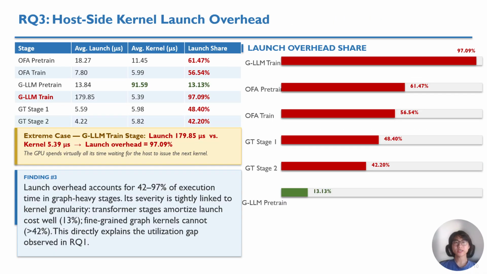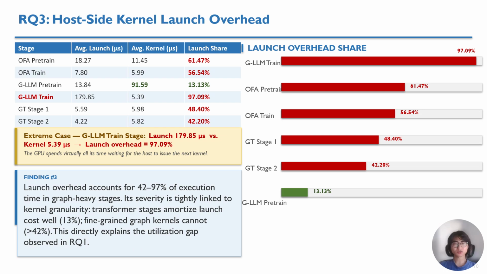Research question 3 gives us the most striking result: host kernel launch overhead. Look at the GRM training stage. The average launch time is around 179 ms, but the kernel itself only takes 5 ms. Launch overhead accounts for 97% of the total execution time. The GPU is spending virtually all its time waiting for the CPU to issue the next kernel, not actually computing.